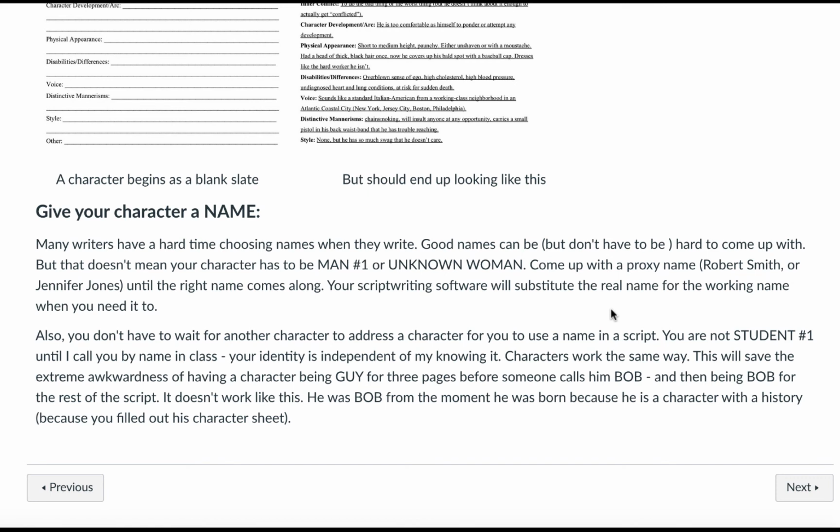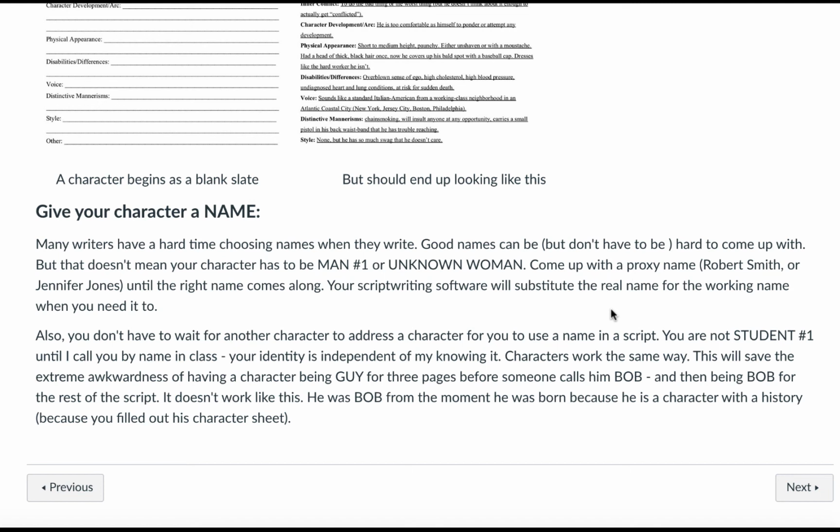But that doesn't mean you need to have your character be man number one or unknown woman in your script because you don't know what the character's name is. Come up with a proxy name, Robert Smith or Jennifer Jones. Or I was driving today and I went through the towns of Tracy and Stockton and I thought, wow, what a cool name, Tracy Stockton. That sounds like a high-powered attorney. Boom, we've got a name. Take two town names, put them together, instant, awesome name. There you go.